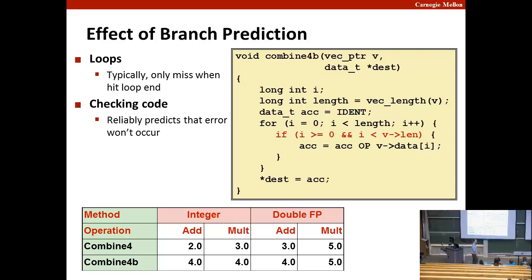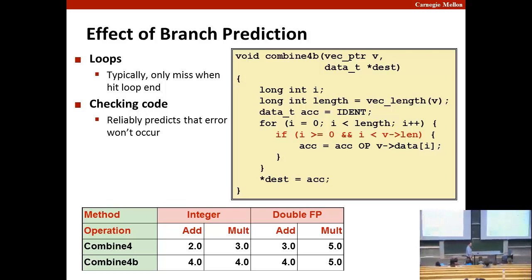So if we always predict a branch is taken, that's the simplest strategy that's sort of useful. Then what happens is, on typical if statements, I'm right half the time and wrong half the time. But on loops, I'm only wrong once. The end of the loop.